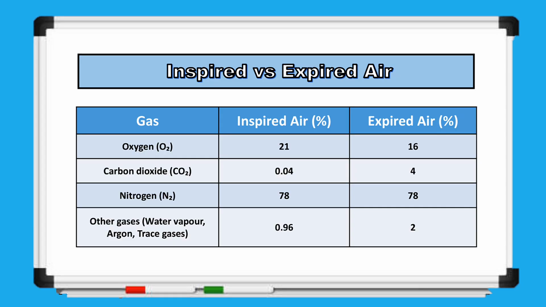The amount of nitrogen remains the same in both inspired and expired air, about 78%, because nitrogen is not used or produced in the process of respiration, it simply passes in and out of the lungs unchanged. Lastly, the category of other gases, which includes water vapor, argon, and trace gases, shows a slight increase from 0.96% in inspired air to about 2% in expired air. This is because the air we exhale picks up additional moisture and becomes warmer as it passes through the respiratory tract. Overall, the table highlights that inspired and expired air differ mainly in their oxygen, carbon dioxide, and water vapor content, showing the changes that occur during the process of respiration.